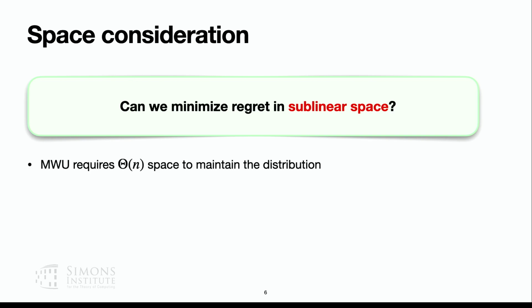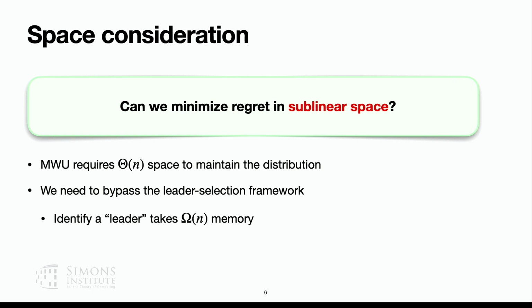Okay, so first, a simple observation is that multiplicative weights requires at least omega n bits, because I need to track the loss of each different expert, and in order to maintain the distribution, it already takes n bits. Second, this space requirement of multiplicative weights comes as no surprise because it's one special case of this leader selection framework. And in general, if you just plug in this framework, you will need at least omega n bits, because identifying an expert that has the smallest historical loss requires omega n bits of memory.